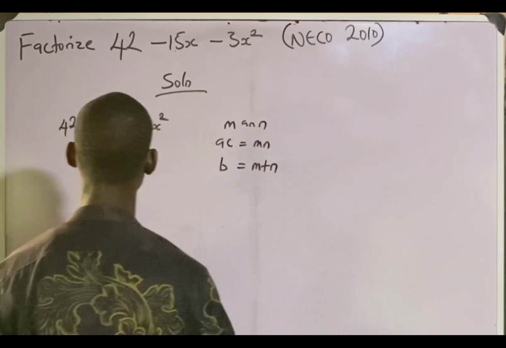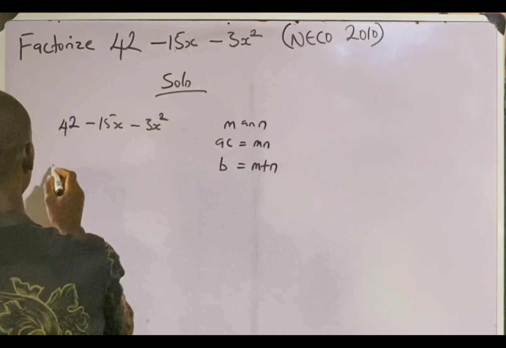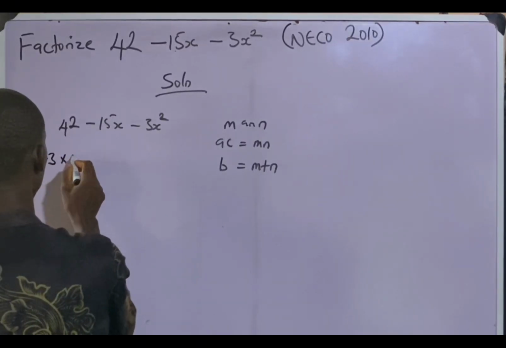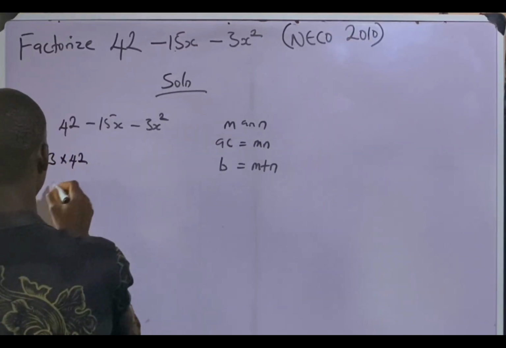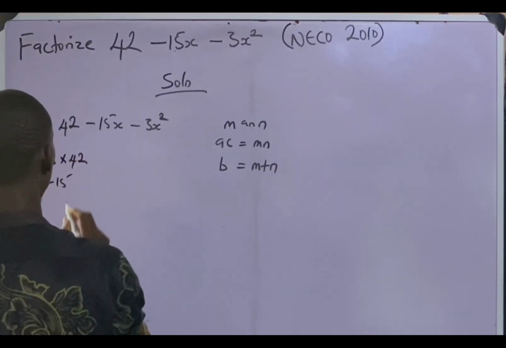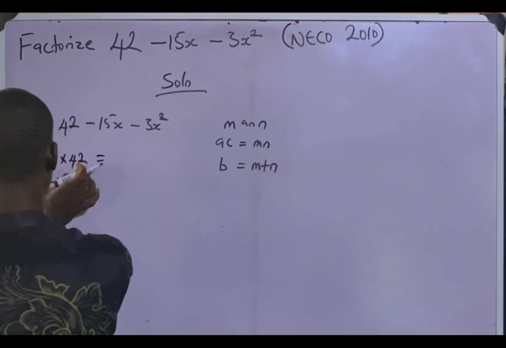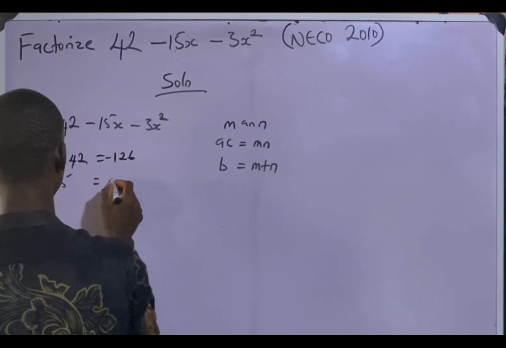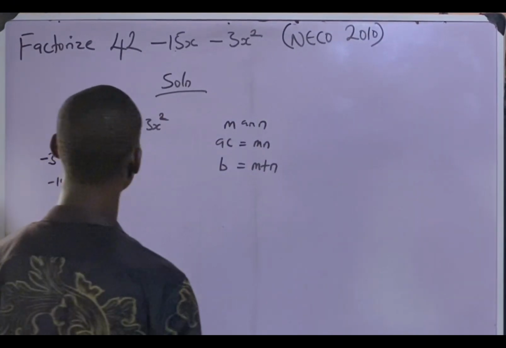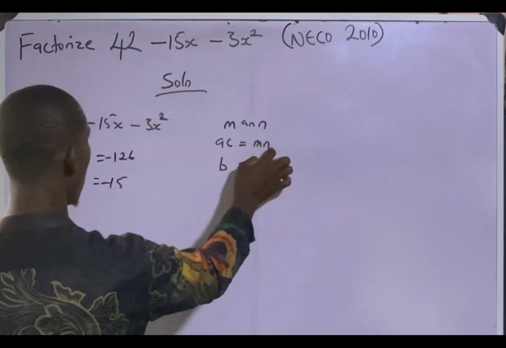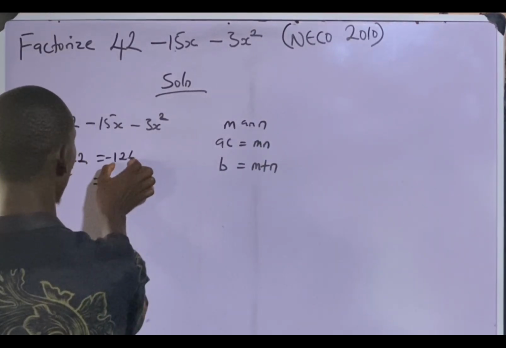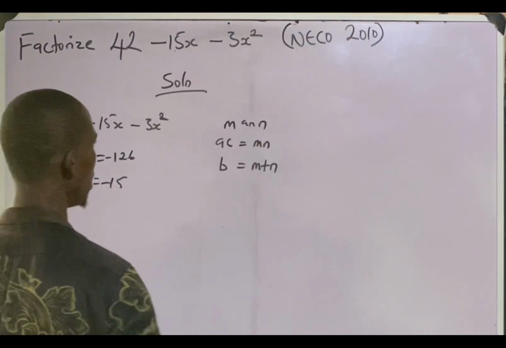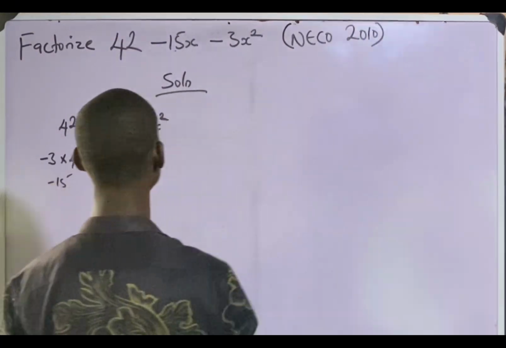So what are the two numbers that can give us this? We know our A is minus 3. We are looking for two numbers that can give us minus 3 times 42, and then minus 15. Our minus 15 is our B. So we are looking for two numbers that can give us minus 126 and minus 15. So what are two numbers that when we multiply them together, that is mn, give us minus 126, and when we add those two numbers give us minus 15? Let us try it. So how do we get it?